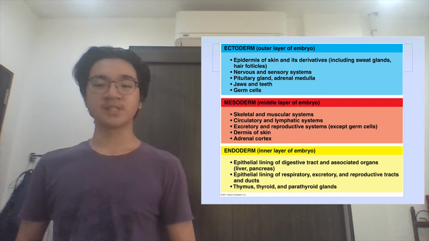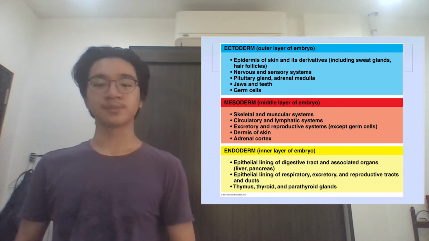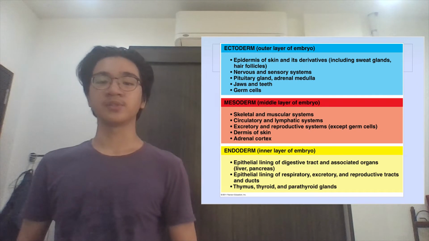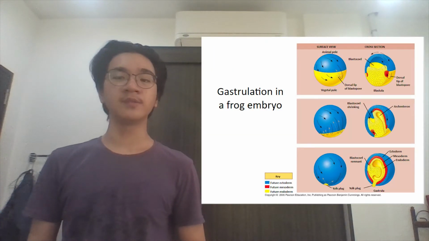The endoderm is the innermost layer of the embryo. It forms the lungs, liver, pancreas, as well as the thymus, thyroid, and parathyroid glands. It also forms the lining of many organ systems, such as the respiratory system, digestive system, urinary system, and the reproductive system.